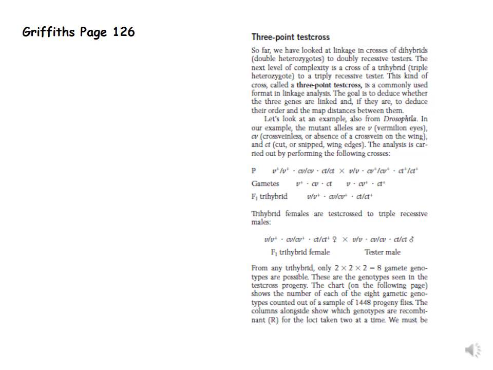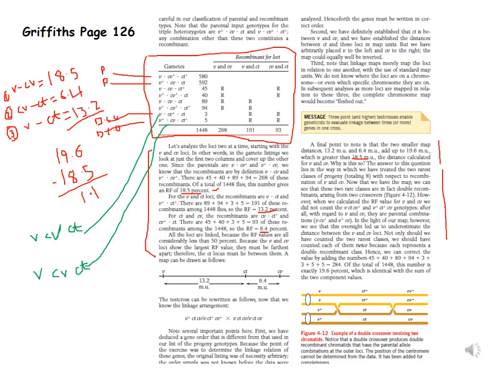And you can refer to Griffiths for the way we are doing the numericals in class. There are several ways through which you can do numericals of linkage, but for the way we have done in class, you can refer to Griffiths. This is the 3-point test cross which they have explained in Griffiths, and you can read on your own to practice. This is the first numerical problem which they have given, and they have also adopted the same manner we followed in class.